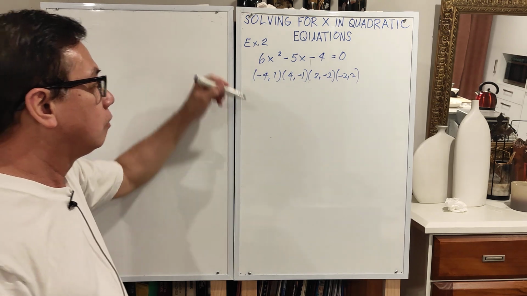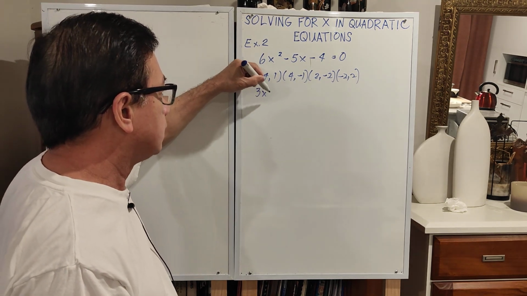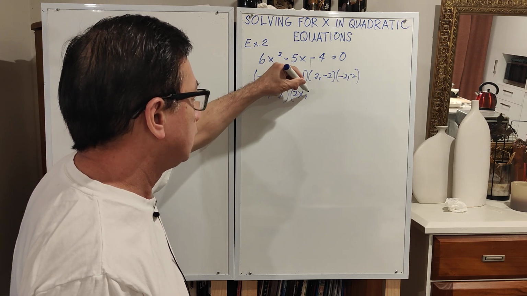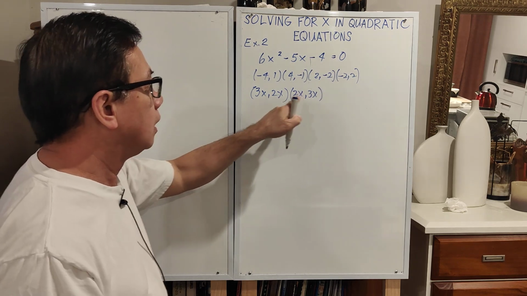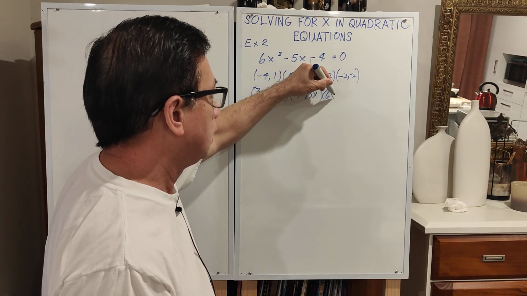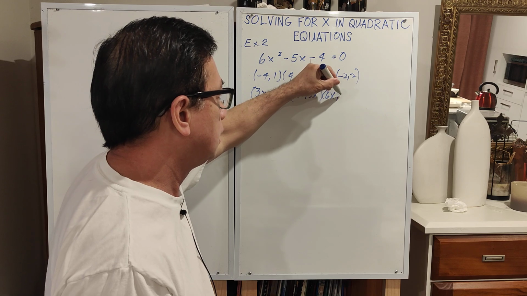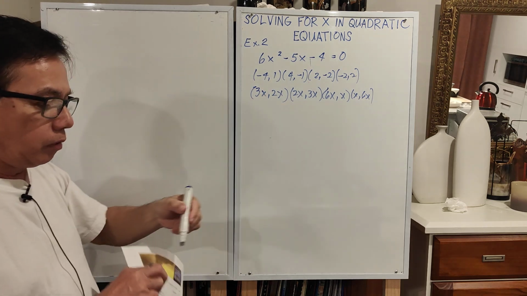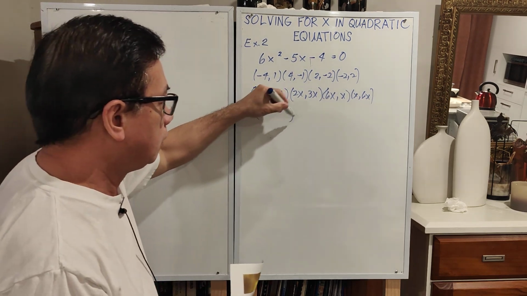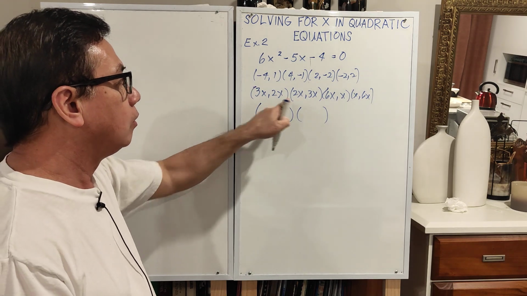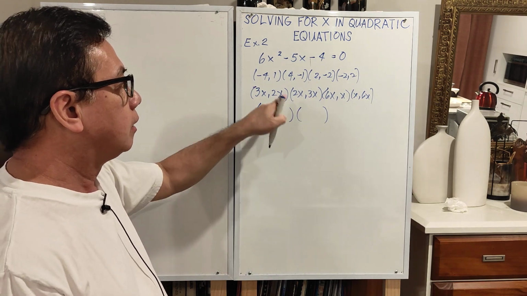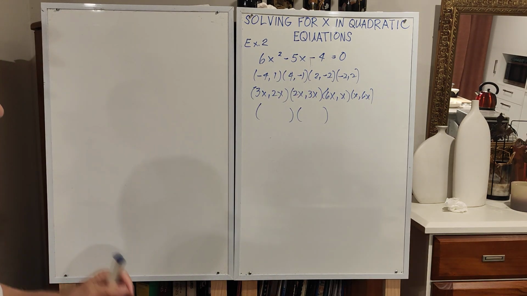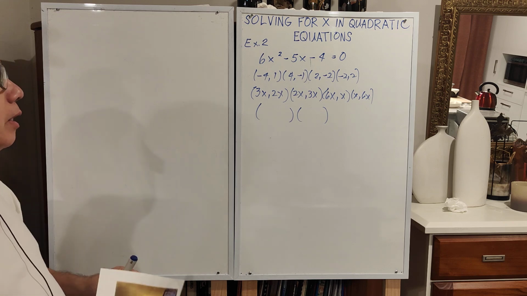For 6, we will have 3x times 2x, or 2x times 3x, and then 6x and 1x, and then x and 6x. So you have to put it into two binomials, all of these combinations, and multiply just to get this trinomial. But fortunately, there's a shortcut, there's a trick.